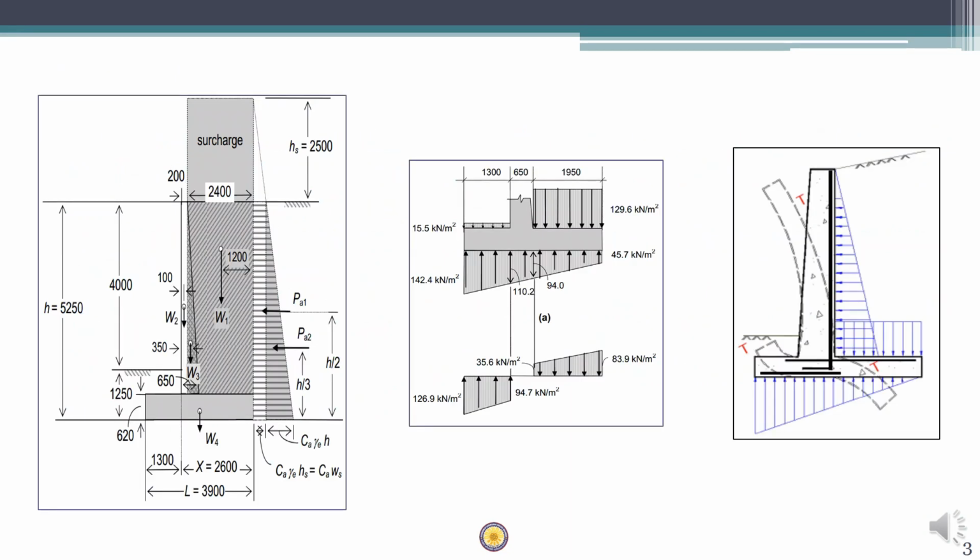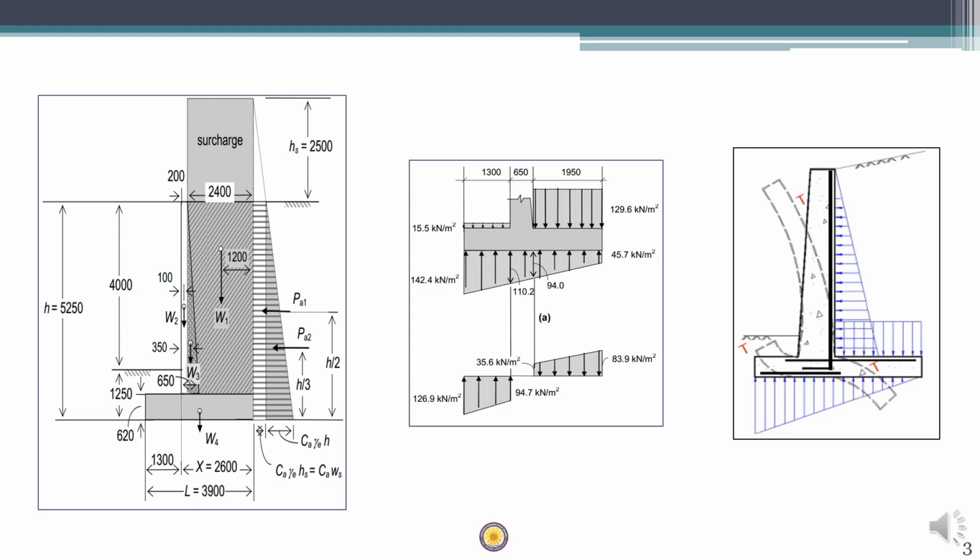So, in the previous lecture, it was already seen that the initial proportion which was proposed was satisfying all the stability conditions, and the dimension was accepted as the final proportion. And also we have found out what is the active earth pressure diagram, what are the different weight components, as well as what is the net soil pressure distribution at the base of the base slab. So in this lecture we'll start with designing and detailing of each of these elements: toe, heel and stem.